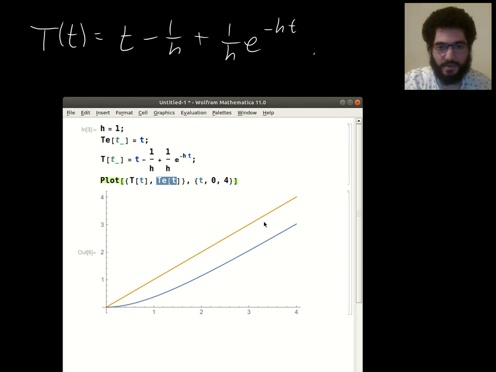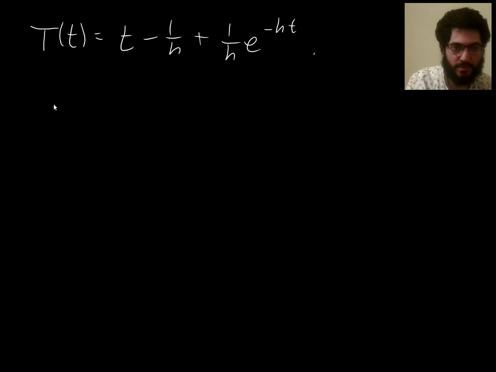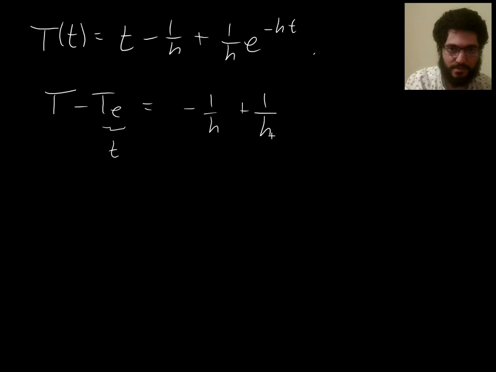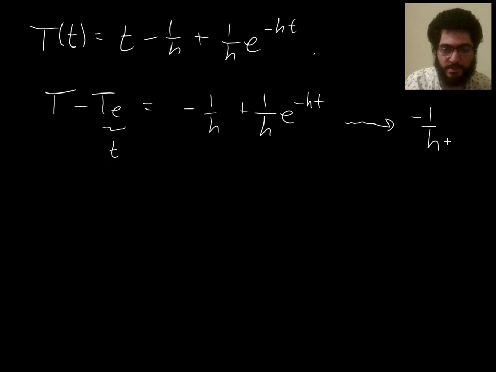If you look at the difference between the environment and the object temperature, like T minus T sub E, what would you get? I think you would get T minus T sub E is that thing minus little t, right? Because this is little t. So you just get this. Which, as time increases, this decays exponentially, so this approaches minus 1 over h.